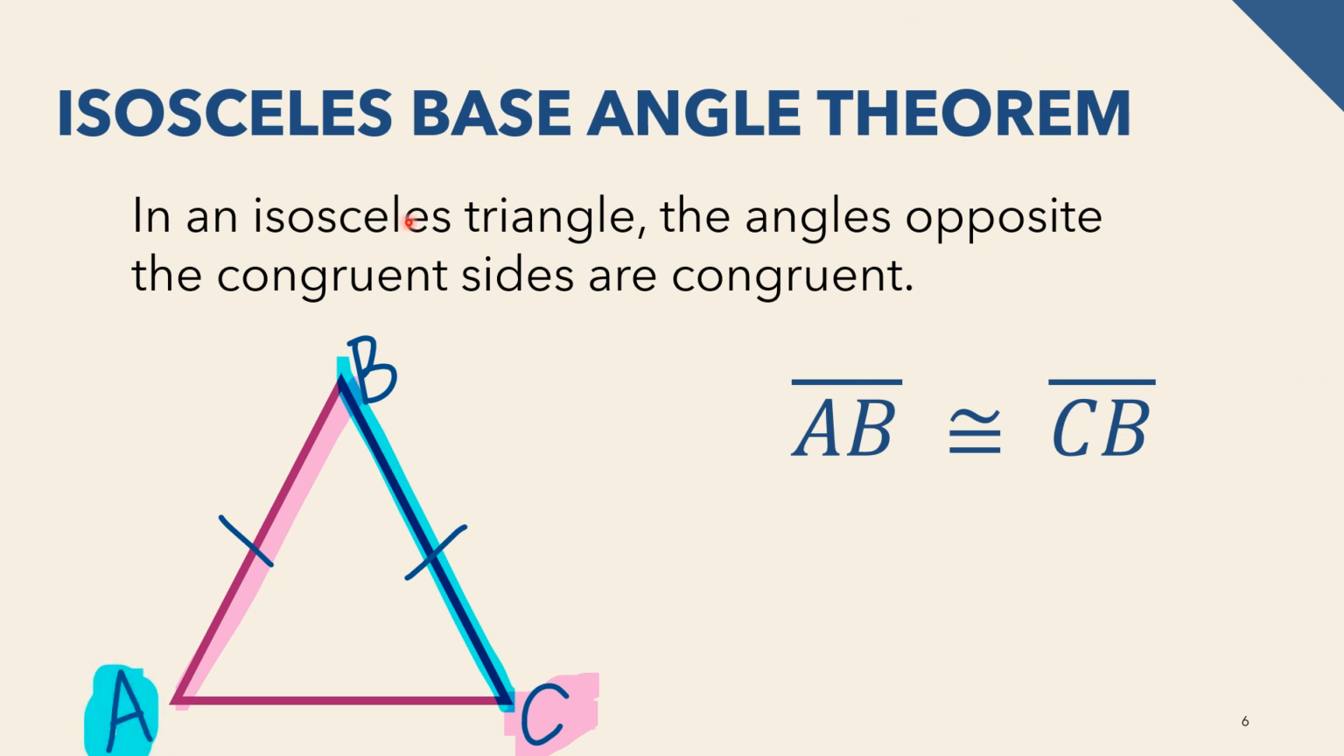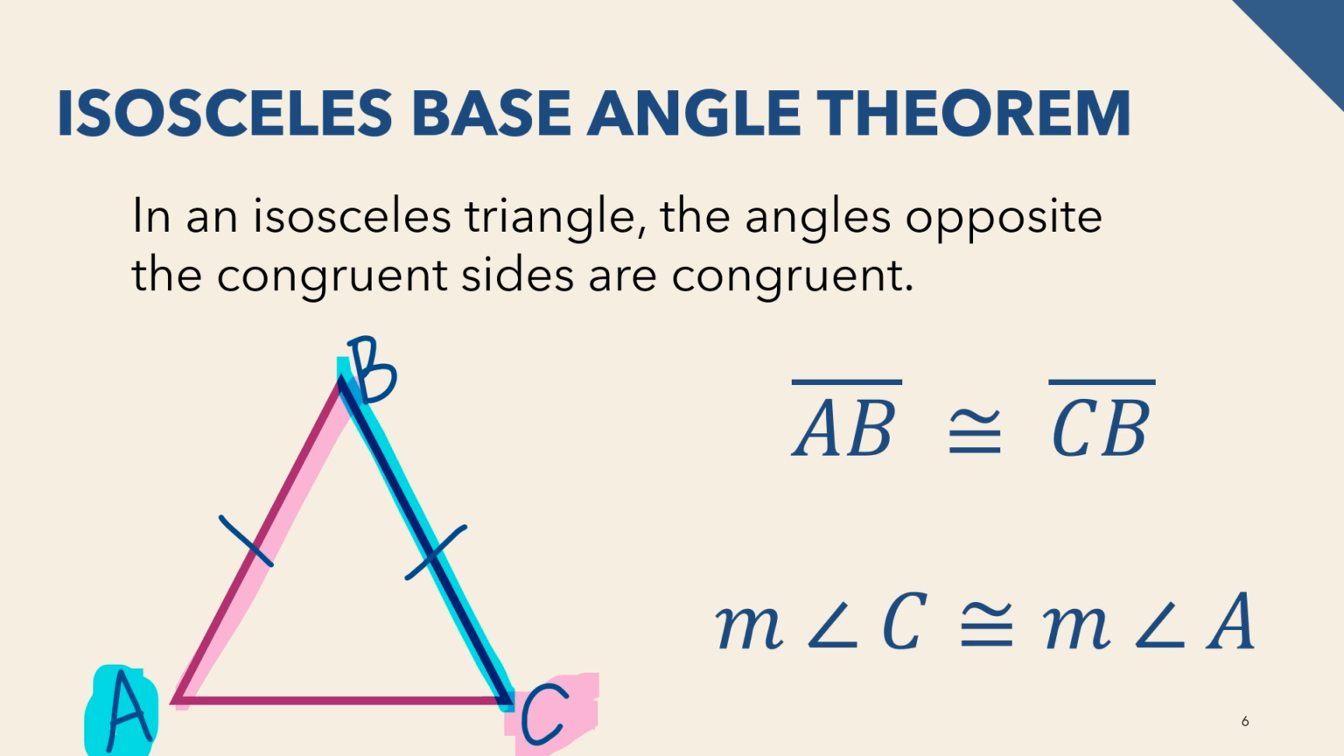So the isosceles base angle theorem tells us that if you know that these two sides are congruent, then you're going to get two congruent angles for free. This tells you that the measure of angle A is congruent to the measure of angle C. So those two angles are congruent.